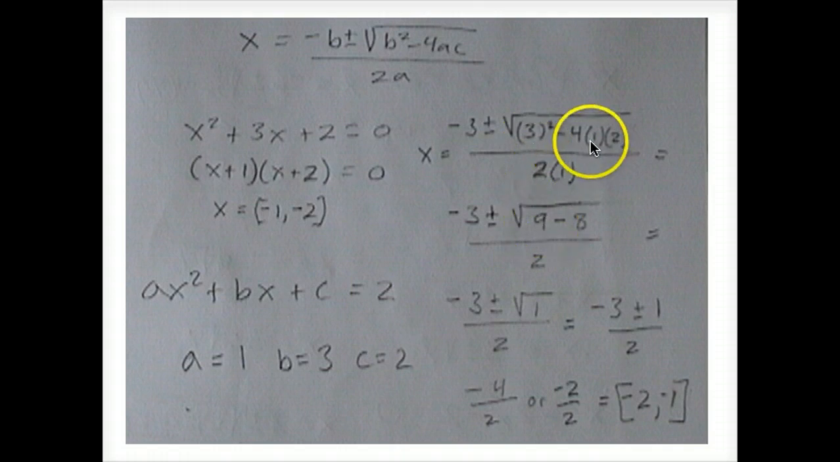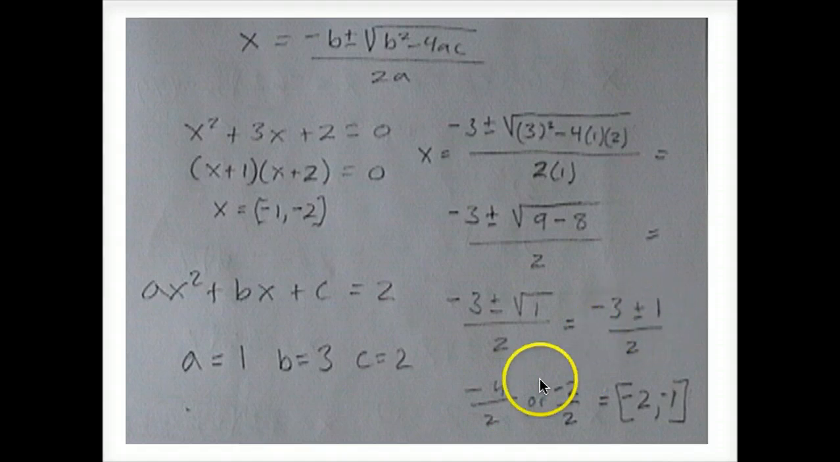3 squared is 9. 4 times 2 is 8, right? Because kids get so freaked out, but no, it's just really simple math. Okay, and that's how beautiful and powerful algebra is. Alright, so then I have just negative 3 plus or minus the square root of 1. Square root of 1 is 1. So negative 3 plus or minus 1. Well, then that's negative 3 plus 1 and negative 3 minus 1.